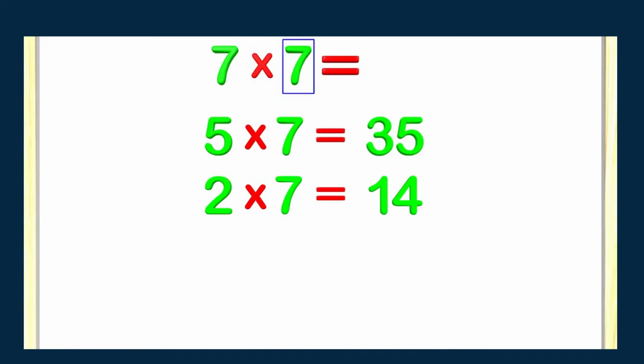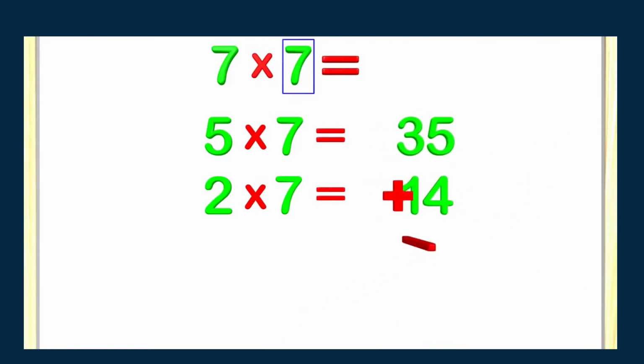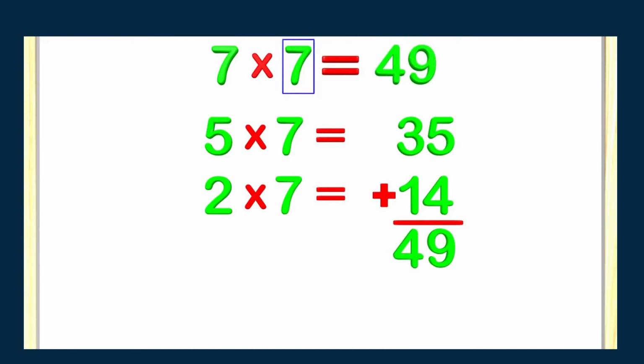Wait, are we done yet? No, we still have to finish the problem. In order to get the answer, we need to add the 35 and 14 together. 5 plus 4 is 9, and 3 plus 1 is 4. Wow, 49 is the answer. That is awesome! So 7 times 7 is 49.